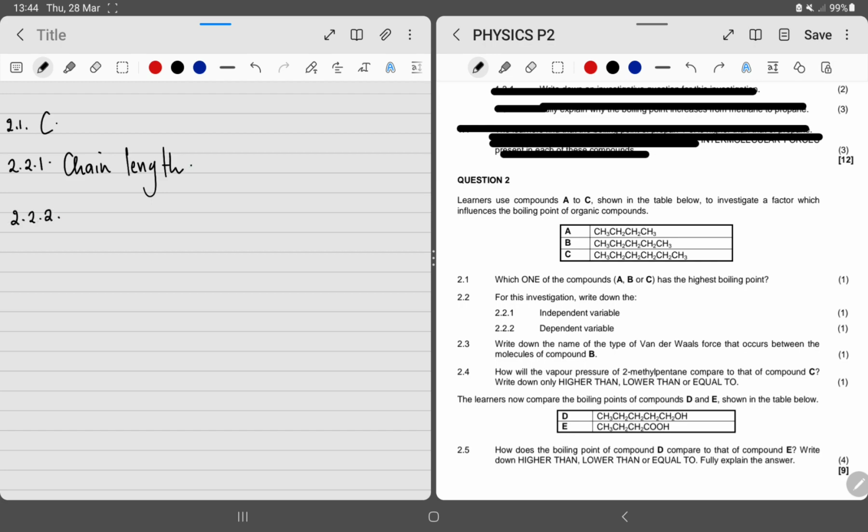2.2.2. The dependent variable. What is being affected due to the change that we are making? We are investigating a factor which influences the boiling point. So the boiling point is being affected due to the change in the chain length. So this is the boiling point.